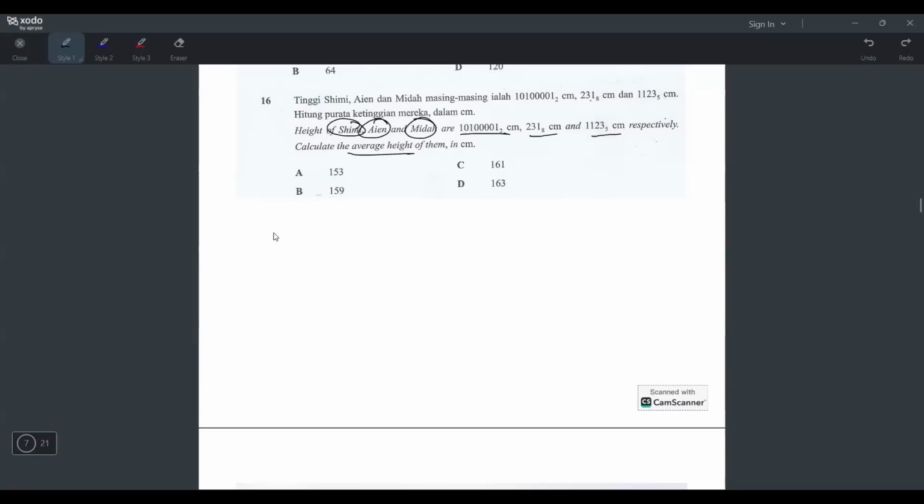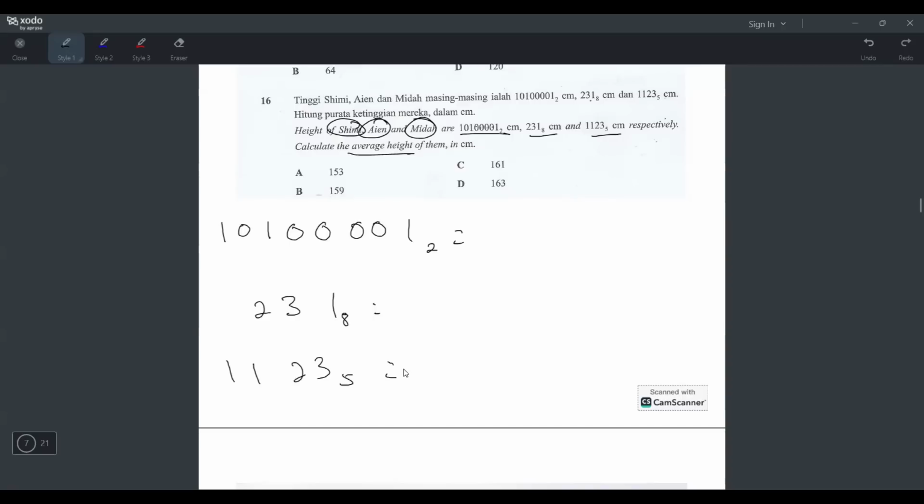So first I have to make the bases the same. And the best way is to change everything to base 10. So 10100001 base 2. Let me count the zeros: 1, 2, 3, 4. I will change it to base 10 later. Next one also, 231 base 8 change to base 10. And then 1123 base 5 change to base 10.